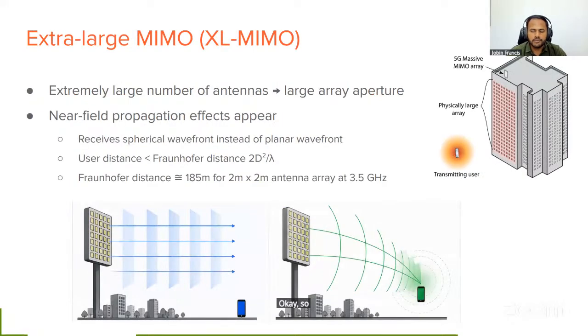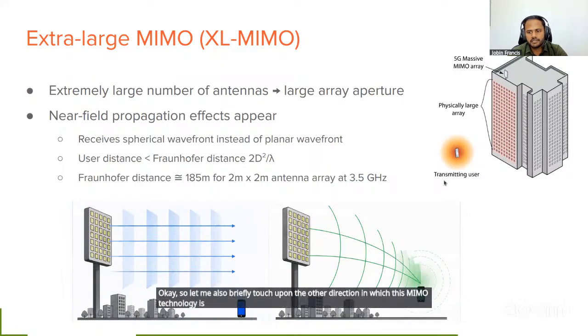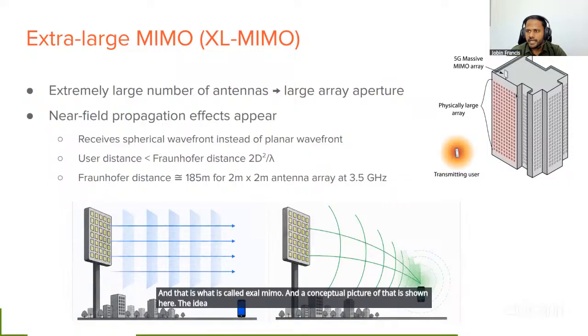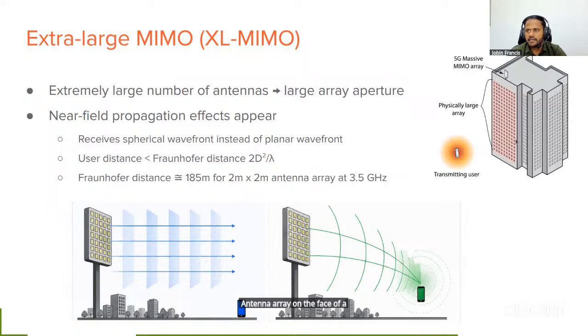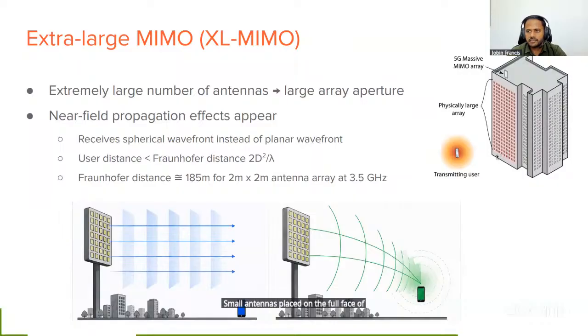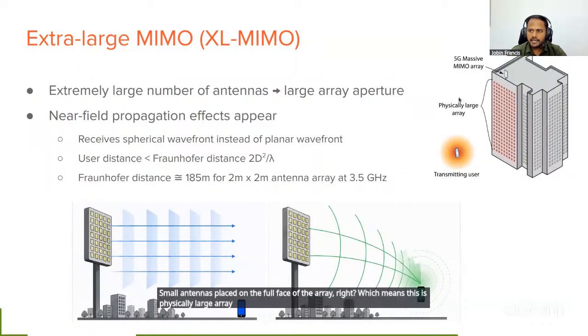Let me also briefly touch upon the other direction in which MIMO technology is expected to grow, and that is called XL MIMO. A conceptual picture of that is shown here. The idea is that you might deploy your antenna array on the face of a skyscraper. The typical deployment of a 5G cell tower is on the rooftop, where you might see these antenna arrays. But in the future, the entire face of the building may be used as an antenna array. You might have these small antennas placed on the full face of the building, which means this is a physically large array, the entire face of this building covered with an antenna array.